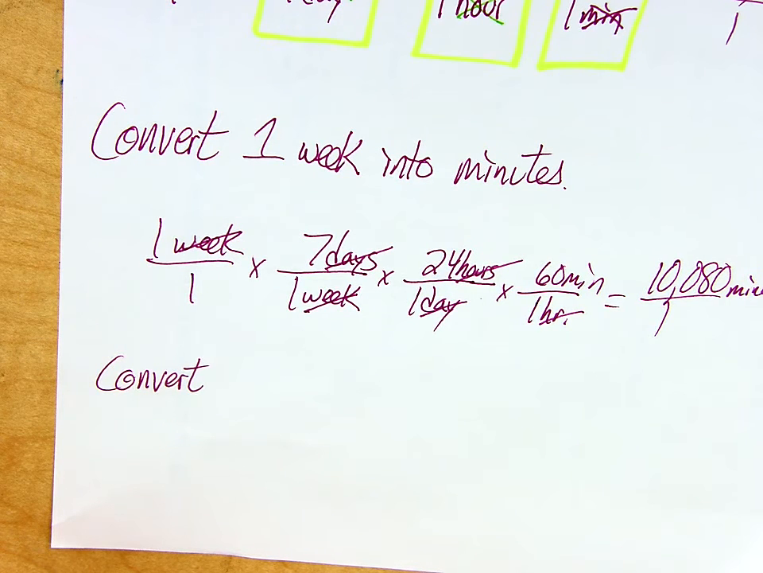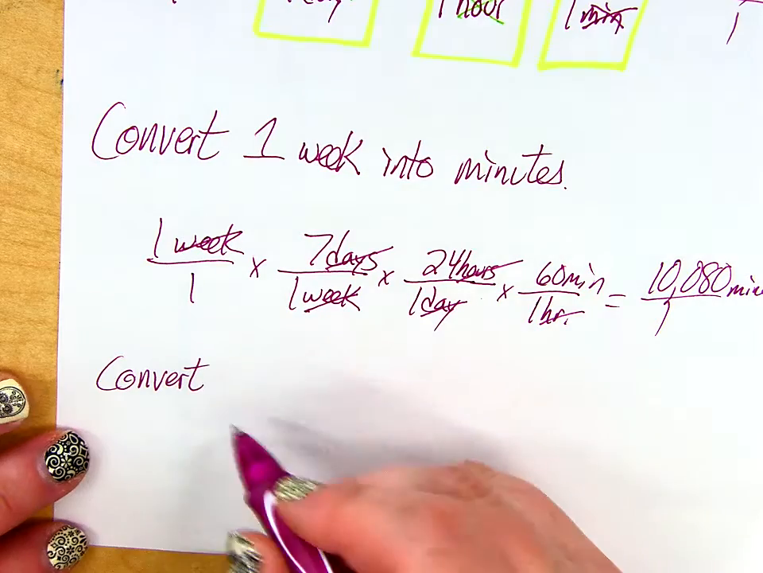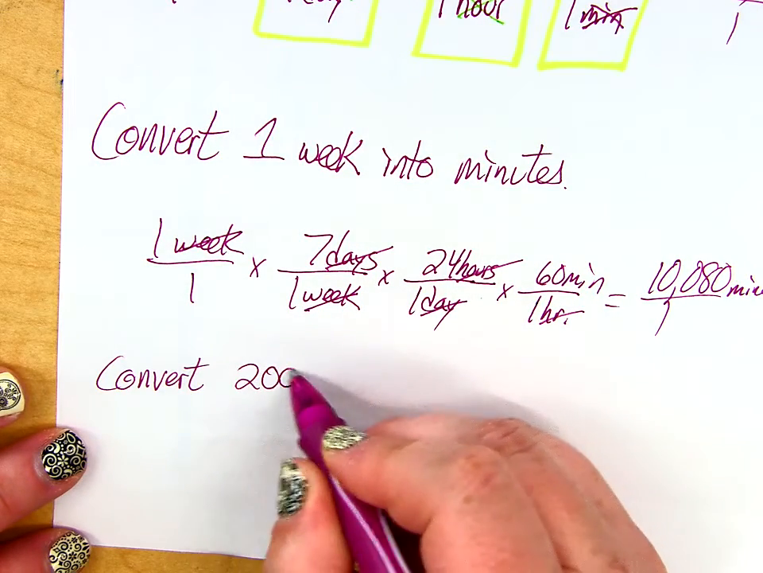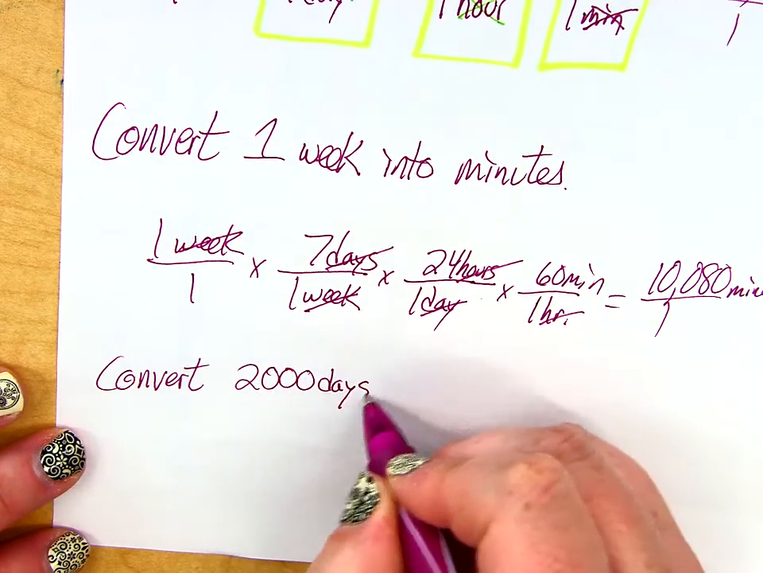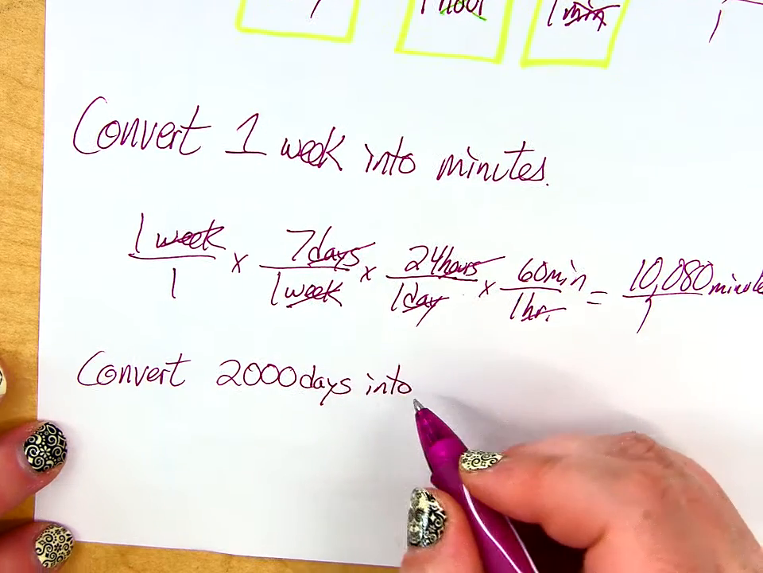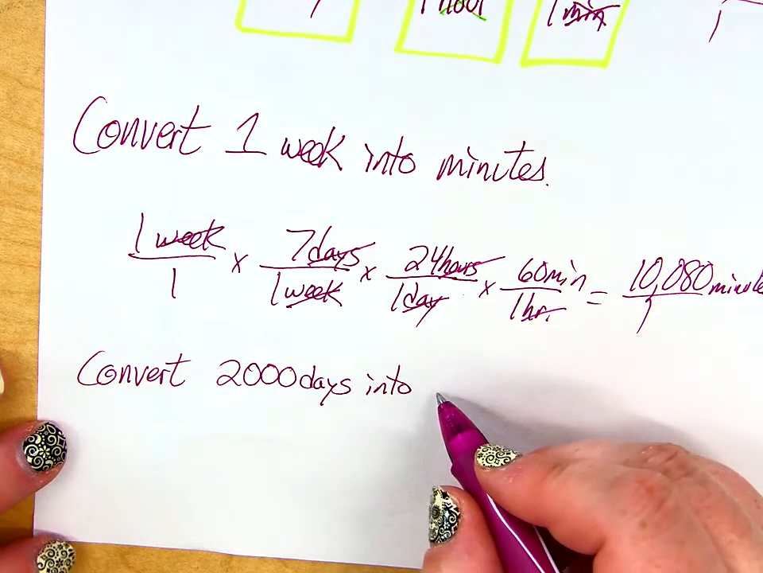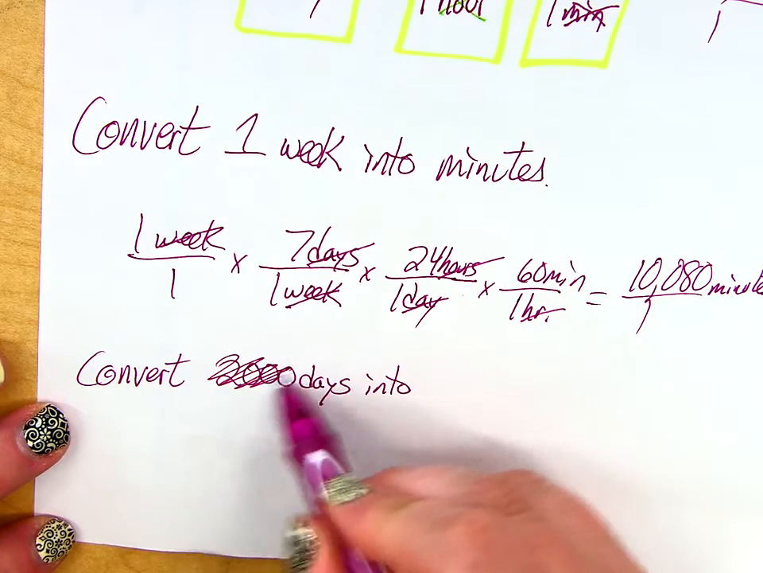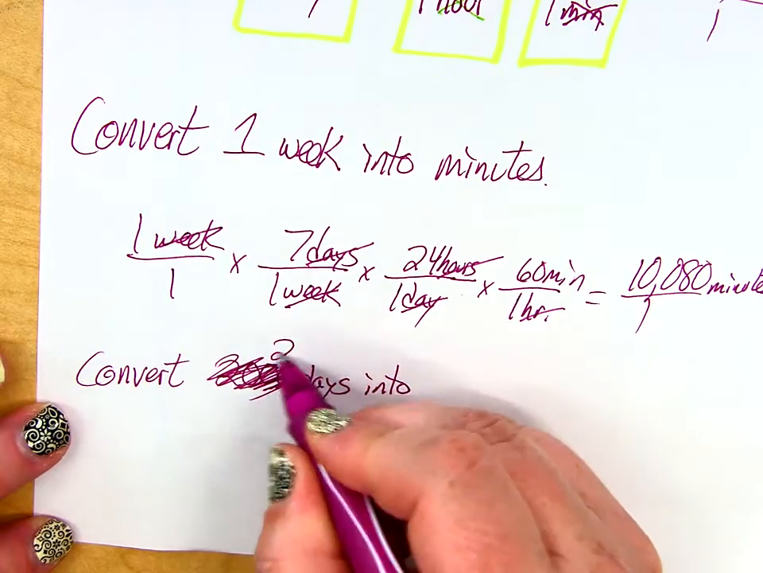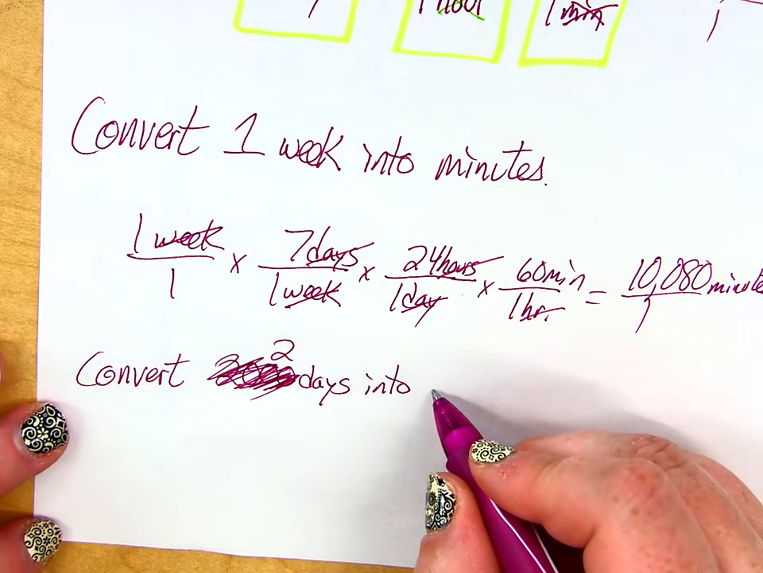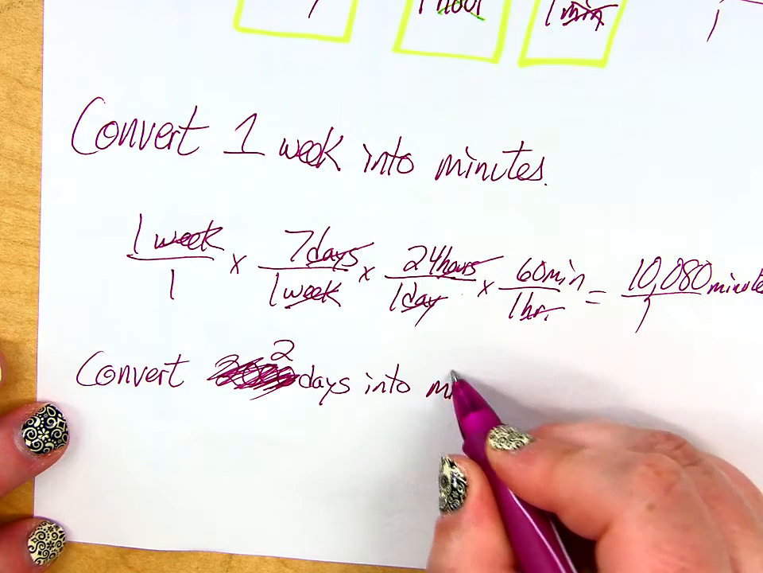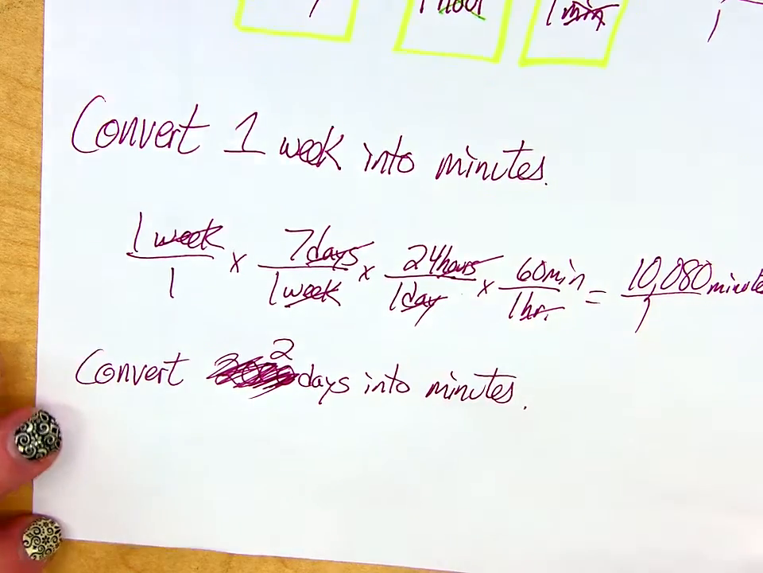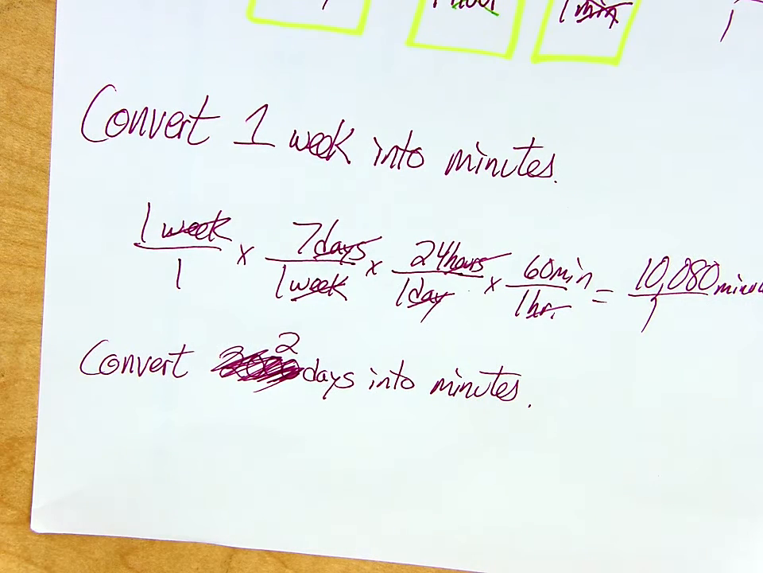How about, all right. Convert 2,000 days into, all right, forget it. Sorry, I keep changing my mind. Make it 2 days into minutes. 2 days into minutes.